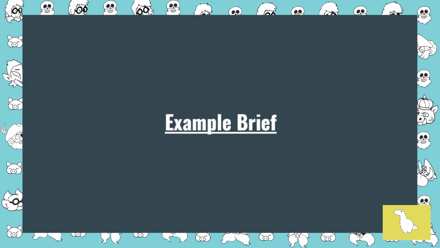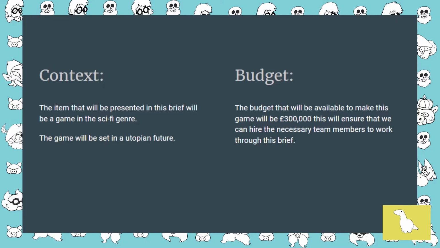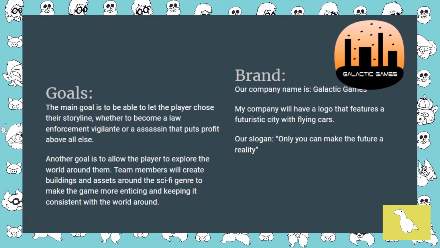The example brief. Now, the example brief I've left open to you how you'd like to present it, as long as it hits the tick boxes that I outlined in a previous video. You should be thinking about a project of your choice to do with gaming, the gaming community, or the gaming industry, and you should be making sure that everything is coming together and you're talking about each part. So this person's done context, so the item brief will be a game in this sci-fi genre, there we go. Utopian, they set a budget for necessary team members, they've got very specific goals, which are game related.